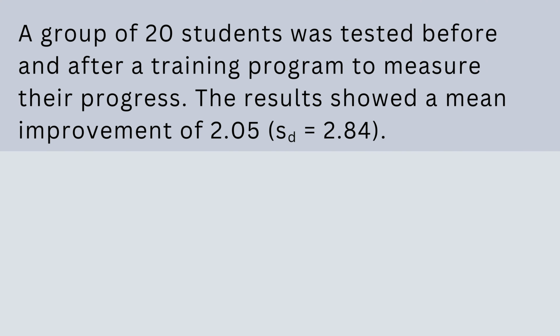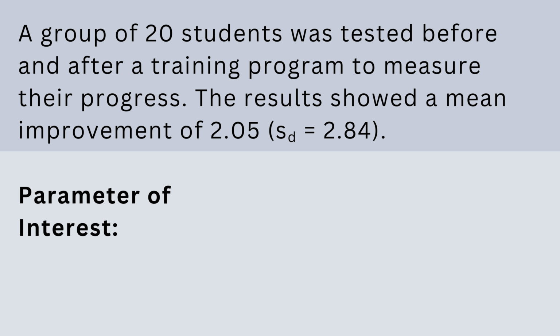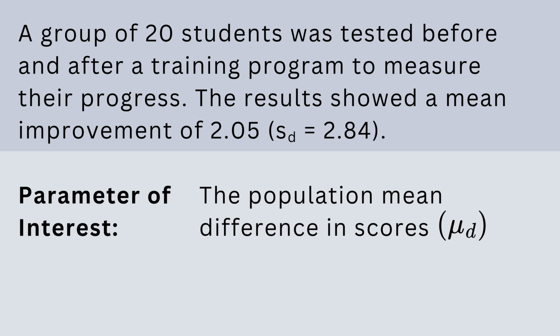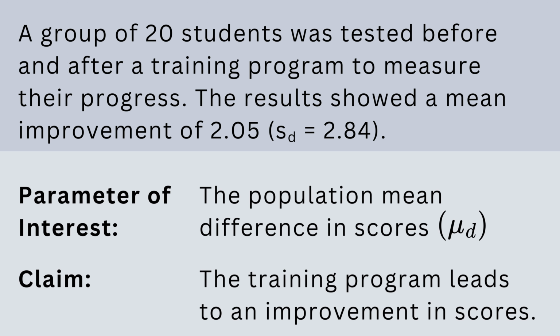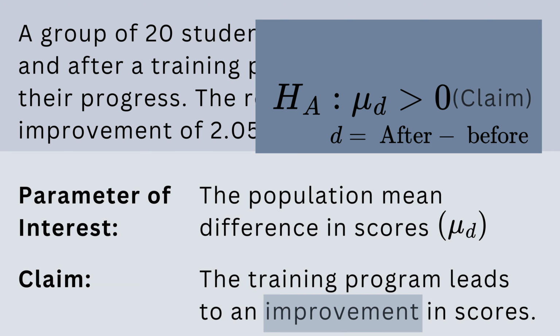Let's start with our step-by-step hypothesis testing procedure. First, we define our parameter of interest, which is the population mean difference in scores. The study claims that the training program leads to an improvement. Since improvement refers to an increase in scores, our claim serves as a one-tailed alternative hypothesis, while the null hypothesis assumes there is no significant improvement or that the scores remain the same.